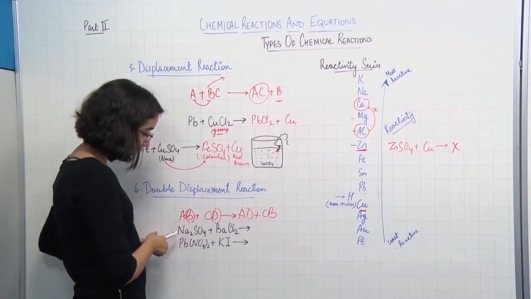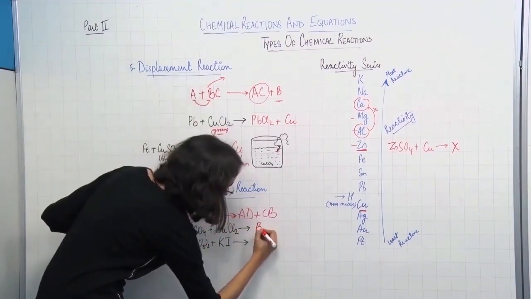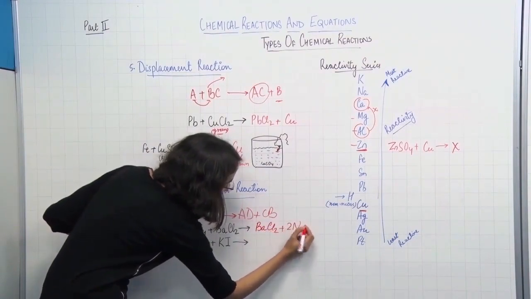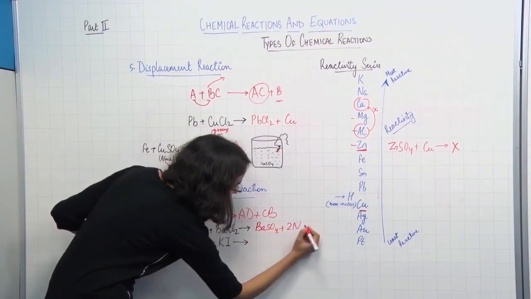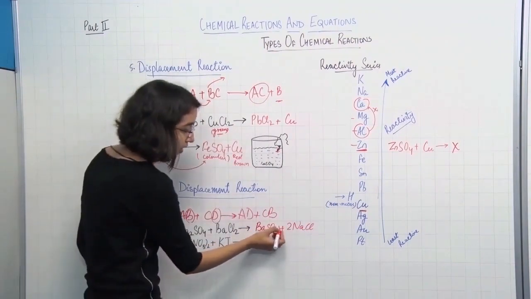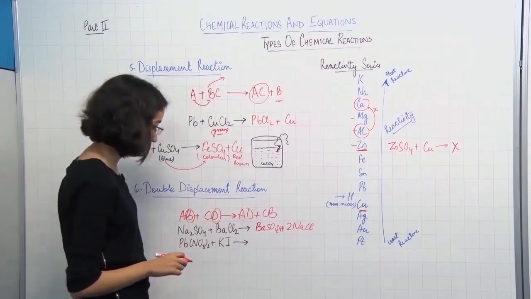Examples of double displacement can be sodium sulfate when added with barium chloride forms barium sulfate plus sodium chloride. So you can see this is a white colored precipitate that will settle down, and you can easily observe that this reaction has occurred.